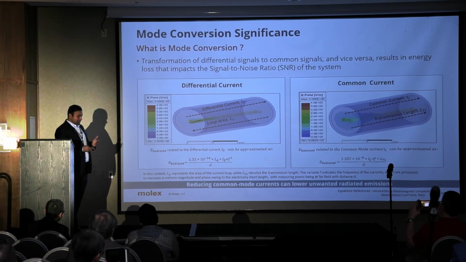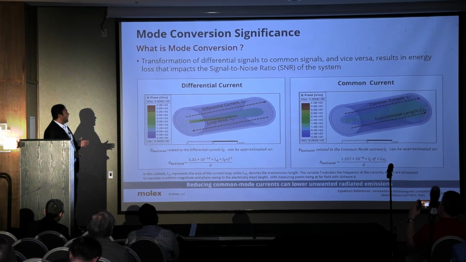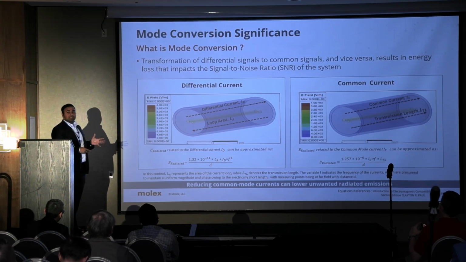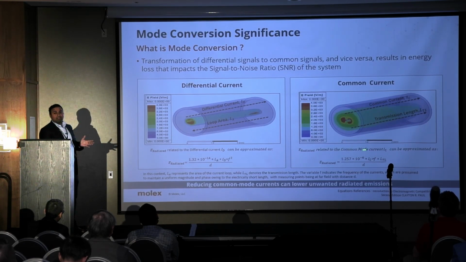As you can see in this diagram, there is a differential current and a common mode current. And you can see from the impact standpoint the radiated emission that can be generated from the common current versus the differential current.